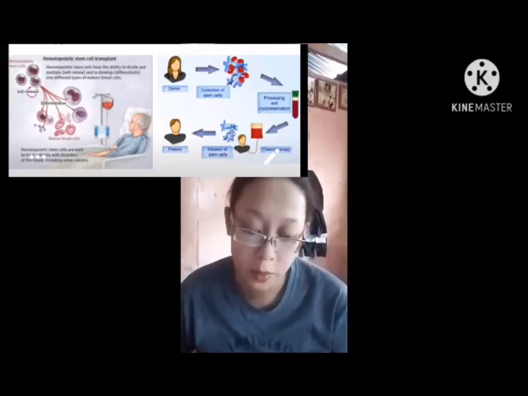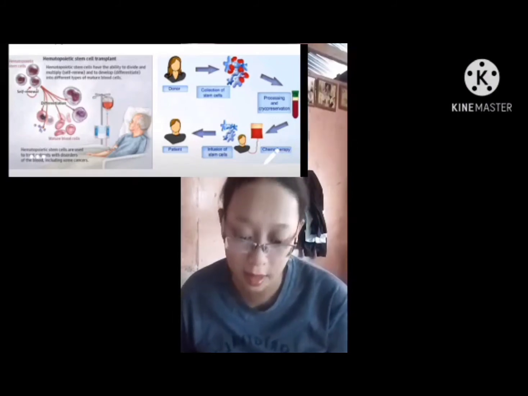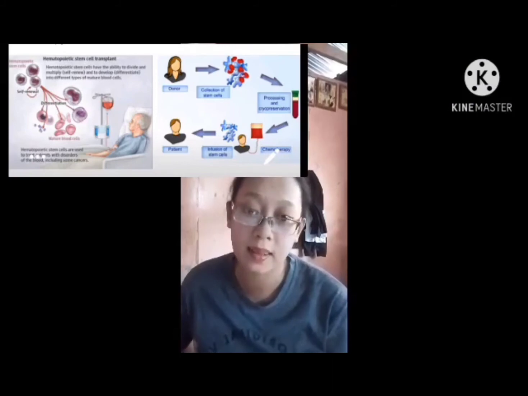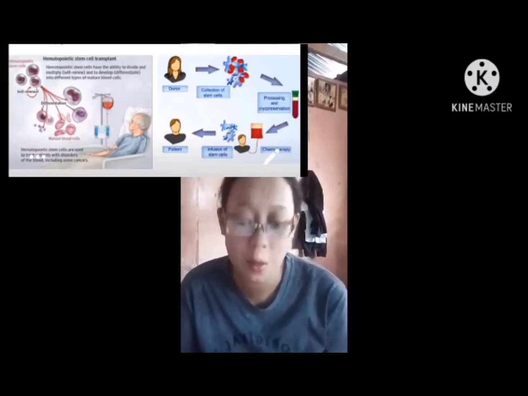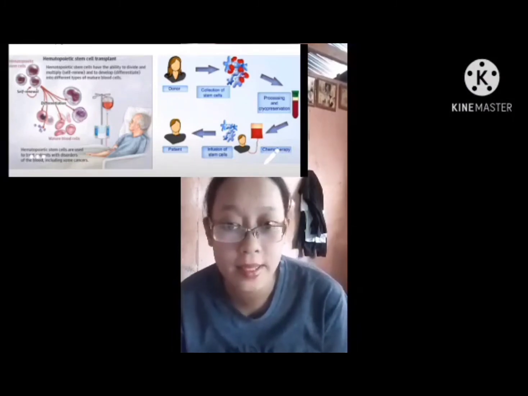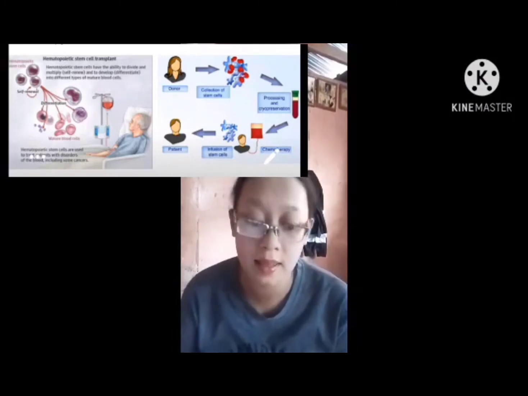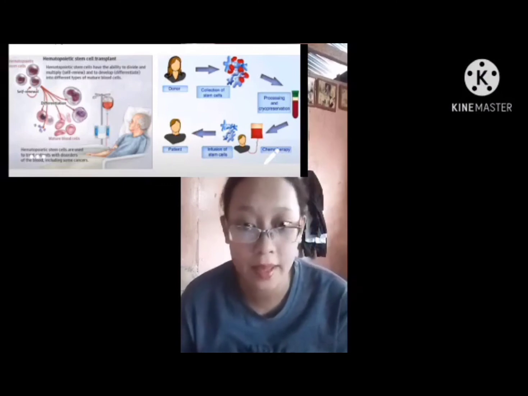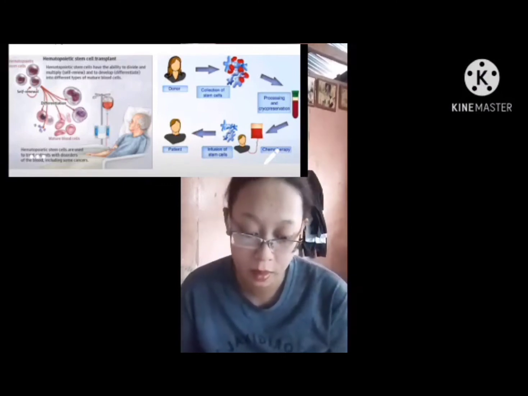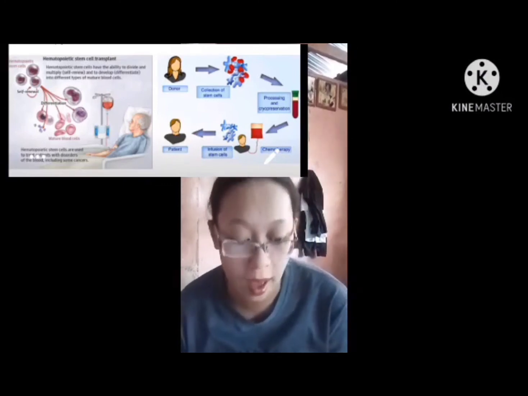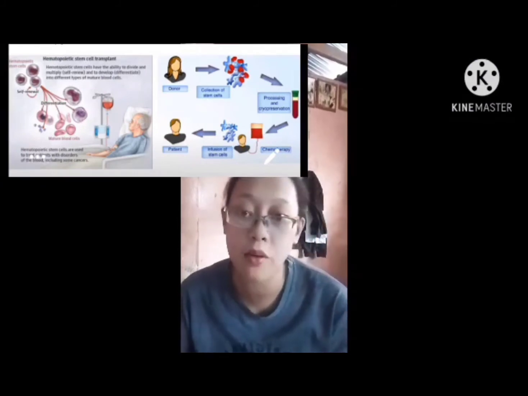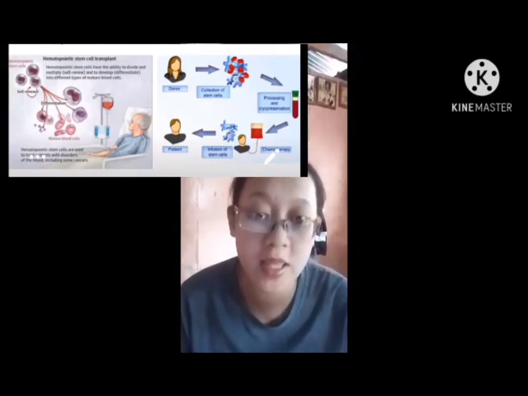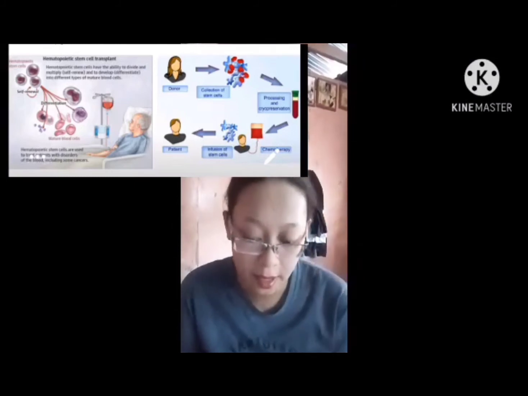Hematopoietic stem cell transplantation is a treatment for some types of cancer and other diseases. Stem cells can come from blood or bone marrow. Stem cells are not differentiated cells. They can develop into various specialized cells in the body.